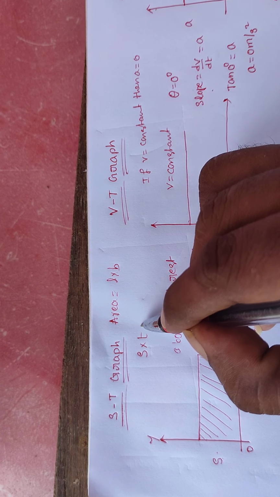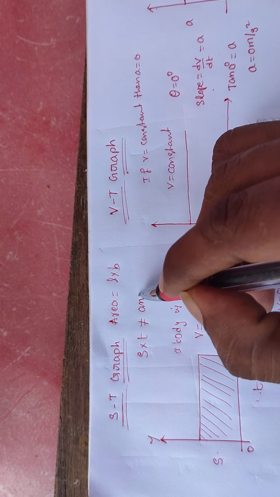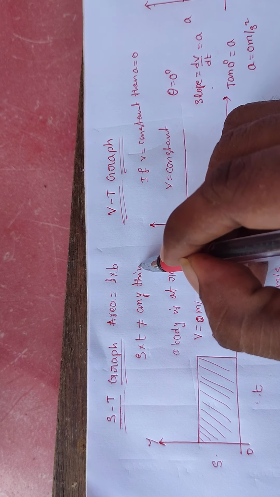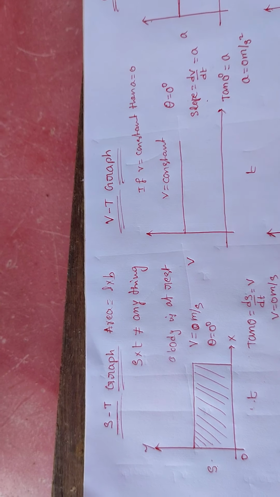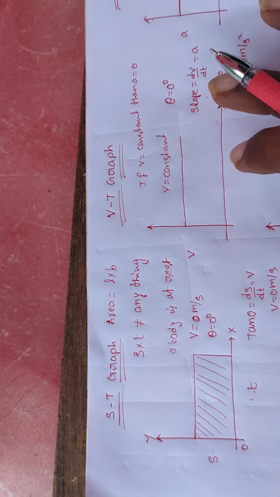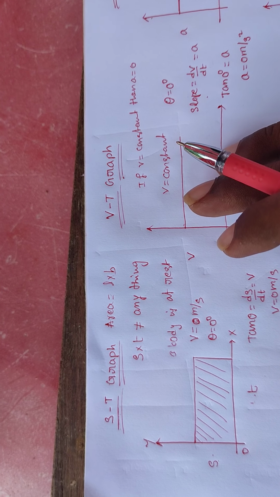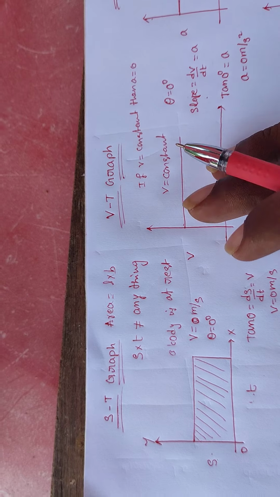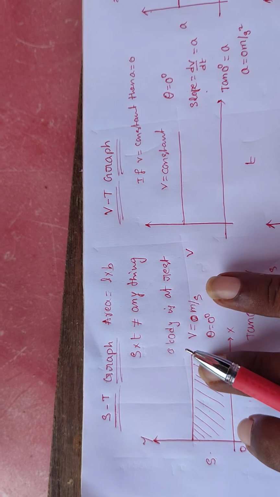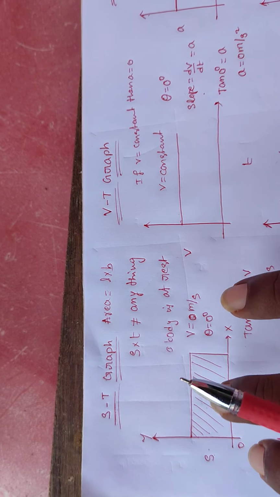Displacement to time is not equal to anything. Don't forget, there is no formula. Okay, the displacement time graph slope is not equal to anything, so there is no formula. For that reason, there is no need to discuss that point for this condition.